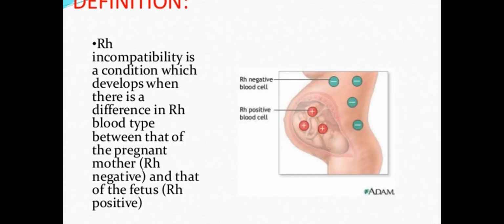Today I am going to present a lecture on RH incompatibility in pregnancy, or RH isoimmunization. Now, what is the definition of RH incompatibility? It is a condition which develops when there is a difference in RH blood type between that of the pregnant mother, RH negative, and that of the fetus, that is RH positive.